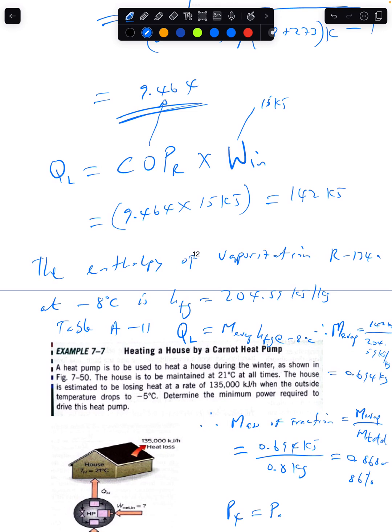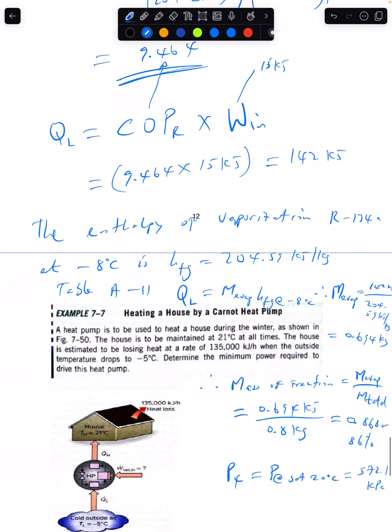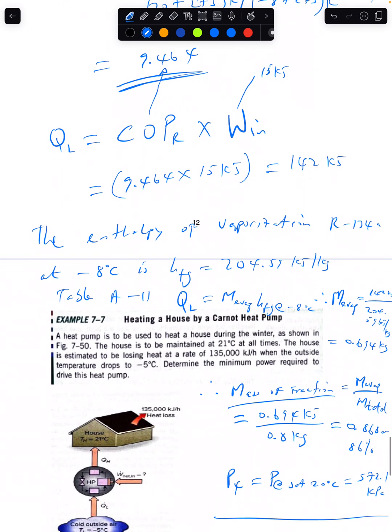And for the pressure at saturation, we just go to the property table. We say the pressure at saturation for the temperature of 20 degrees Celsius for that particular fluid, the refrigerant, on property table A11, is 572.1 kilopascal, and that is the solution for this problem. So we have the mass fraction and the final pressure for the system. Look at this problem carefully, and let's look at the last problem.